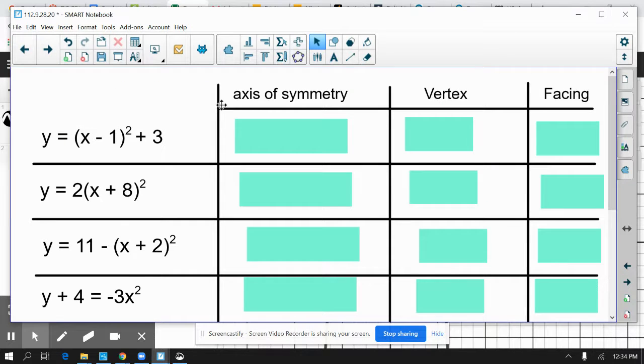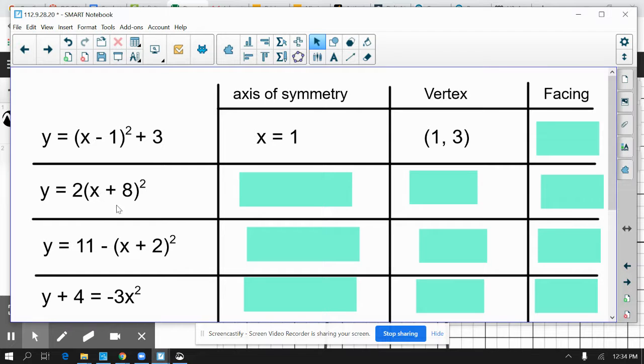Some quick ones here. So here you have 4 parabolas. This parabola, the axis of symmetry, well, let's do the vertex first, actually. The vertex, this went to the right 1 and up 3. So the vertex is 1, 3. The axis of symmetry goes right through the middle, which would be through the vertex. So the axis of symmetry is x equals 1. It's always the x value of the vertex.